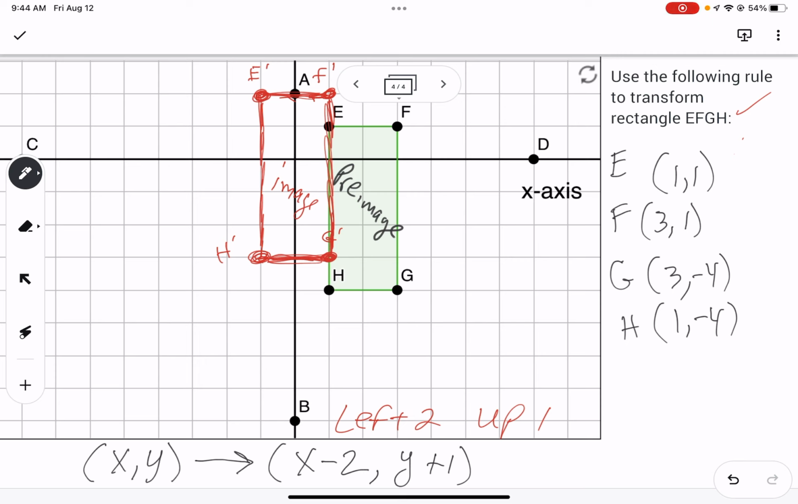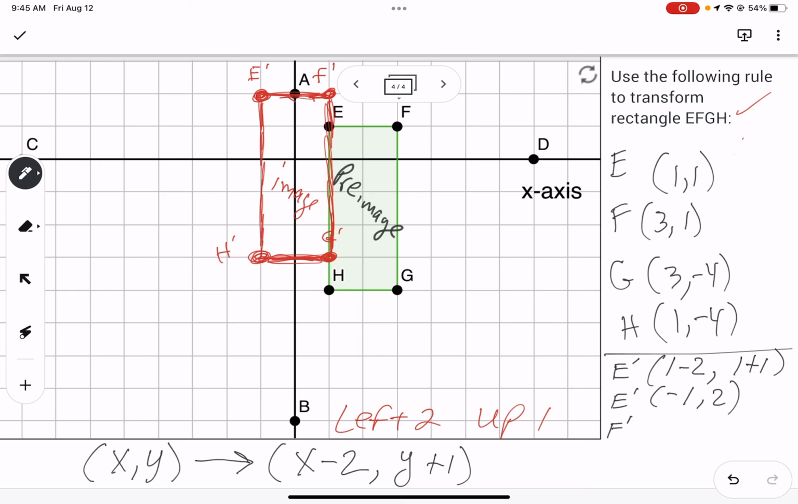So over here, I made a note about my pre-image points. My pre-image points for E are (1, 1). If I take 1 and I subtract 2, and I take 1 and I add 1, what is the resulting E prime? The resulting E prime is (-1, 2). Now let's make sure that we're at (-1, 2). This is my origin, (-1, 2). Check.